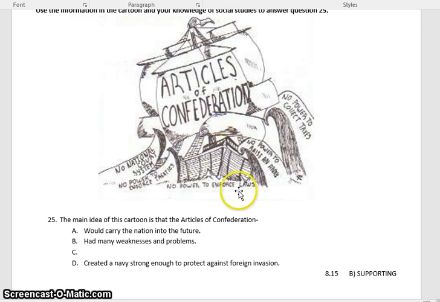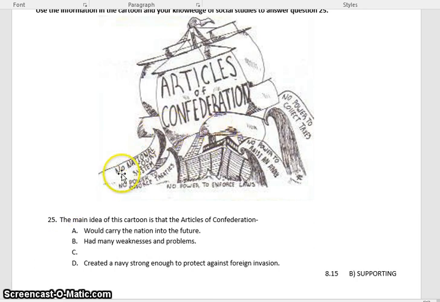Last problem, number 26. You have the Articles of Confederation. These waves are going on top of the boat. No power to enforce the laws. No power to raise an army. These waves are going on it. No power to collect taxes. No national court system. No power to enforce treaties.